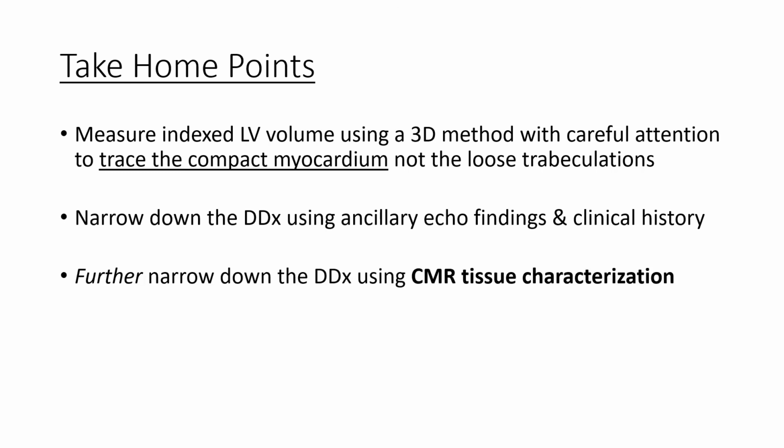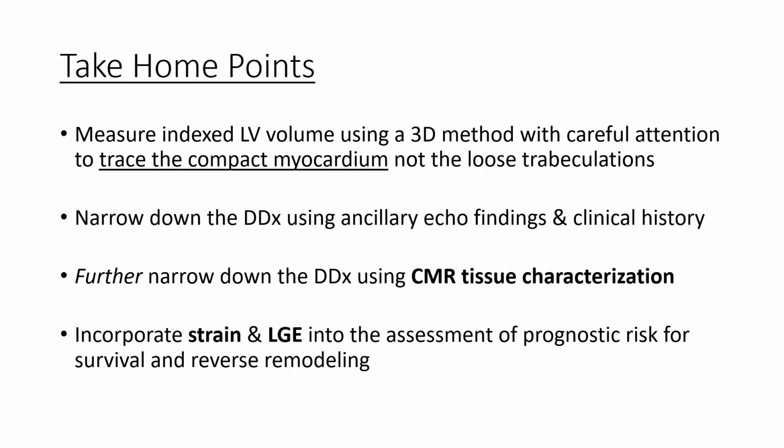We can use advanced imaging modalities such as CMR to further narrow down the differential diagnosis, and in particular benefit from tissue characterization with T1, T2 mapping, and LGE. And finally, when determining whether a patient is at risk for bad outcomes, we should incorporate strain and LGE into our assessment to better predict survival and reverse remodeling.